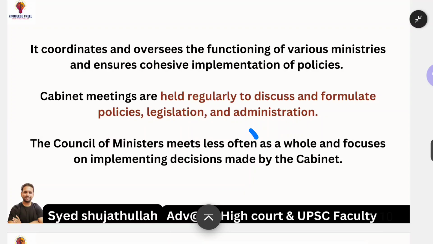JP Nadda, who was not actually a minister in the last tenure of Modi 2.0, has now become a minister. The Health Ministry is given to him. Shivraj Singh Chauhan got the Agriculture Ministry. Nirmala Madam, same ministry, Finance Ministry. Jaishankar, same ministry, he has also got the Ministry of External Affairs.